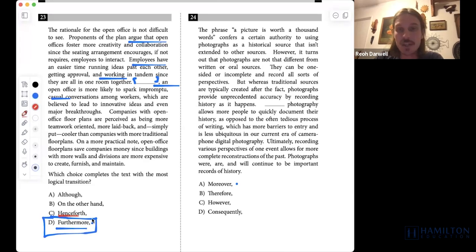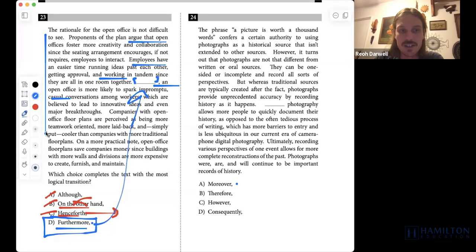Henceforth has something to do with time, which additional information kind of does as well, but this means from this point forward. Okay, so we're not saying from this point forward, an open office is more likely to spark impromptu casual conversations. It's just another thing. On the other hand, which sounds really good, is actually a concession. It would have to pivot away from what began. It's not additional information, it's contrasting information. And although shows up at the beginning of dependent clauses typically, and it also is a pivoting, contrasting information transition. So the only answer choice which fits our additional information transition is furthermore.